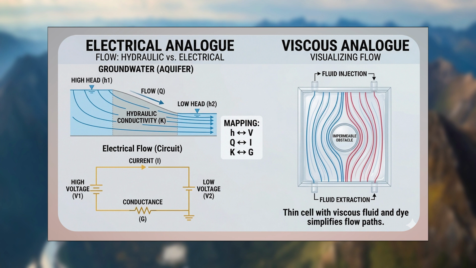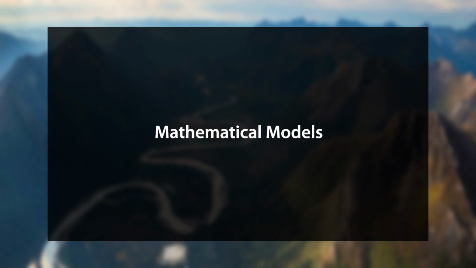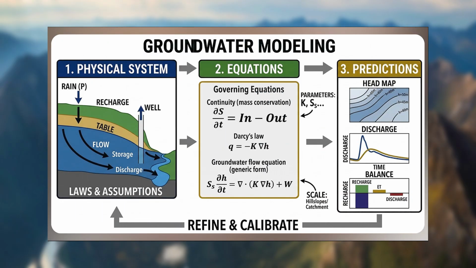Before modern computers, early hydrogeological problems were sometimes modeled using the flow of electric current or viscous fluids to simulate groundwater flow patterns. Now, if we discuss the mathematical models, these models translate the physical understanding described in the conceptual model into a quantitative framework using equations derived from physical laws.